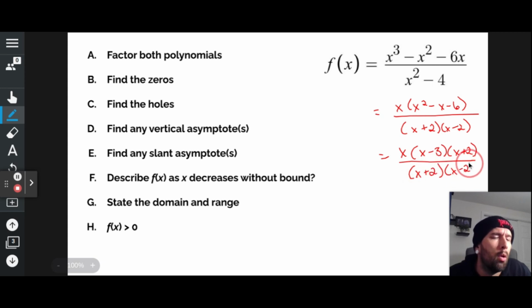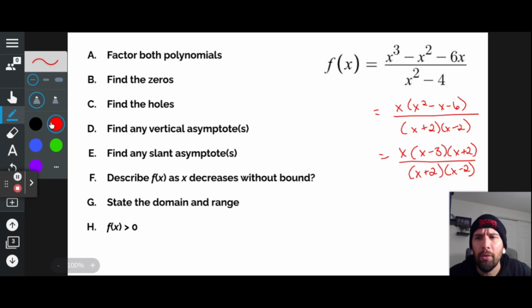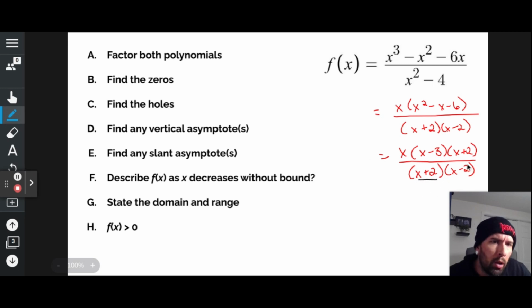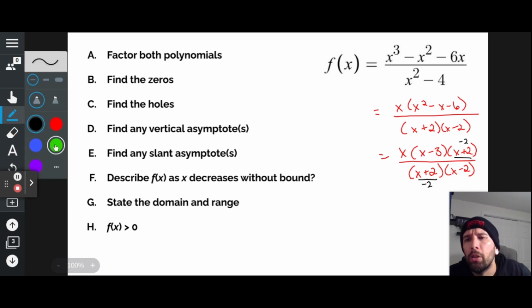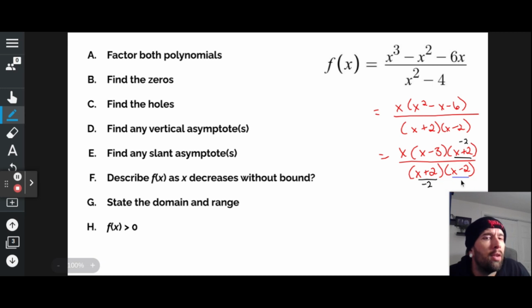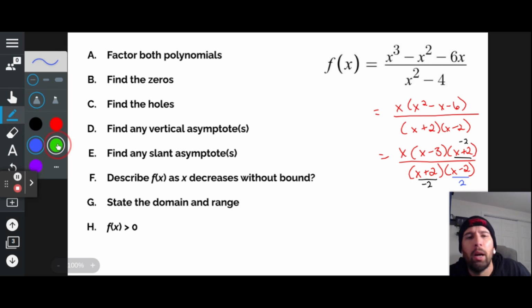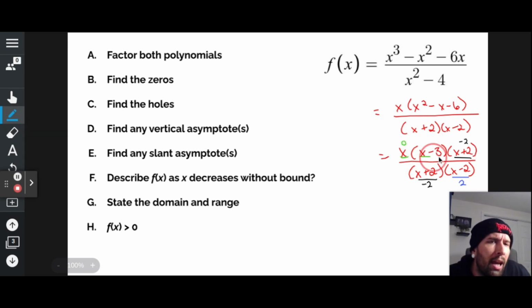So let's see what we have. What we have is a hole living right there at -2. Because what you see on the top, you also see on the bottom the same amount of times. What you see here is a vertical asymptote living at 2, and that doesn't seem to repeat anywhere else. And we have zeros that live at 0 and +3. So part A, check.